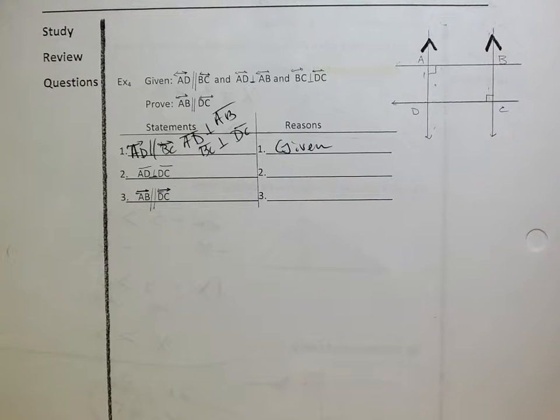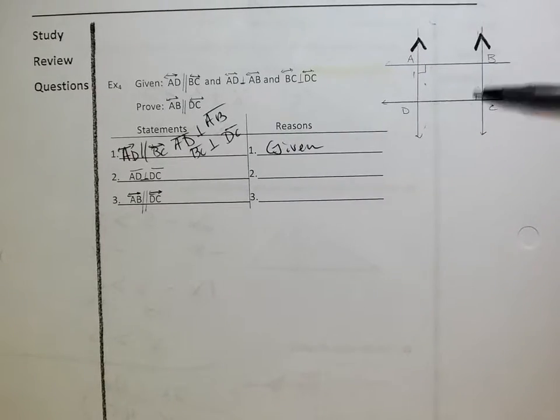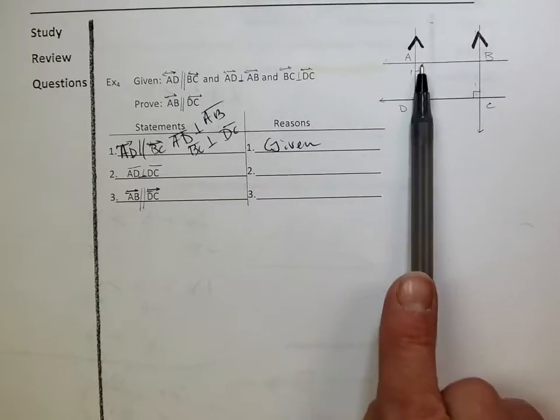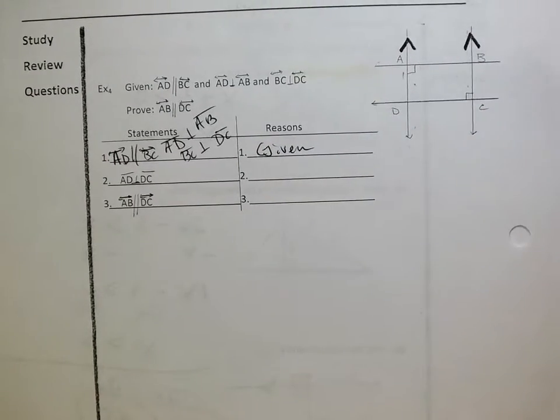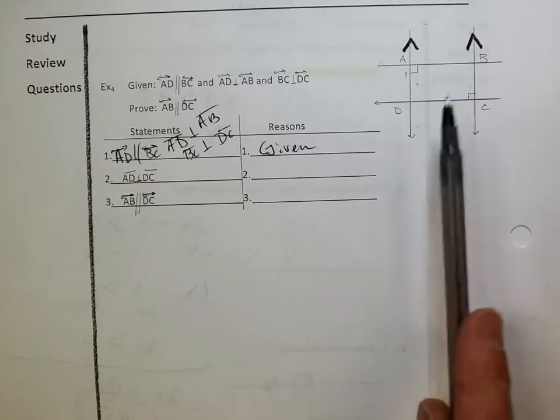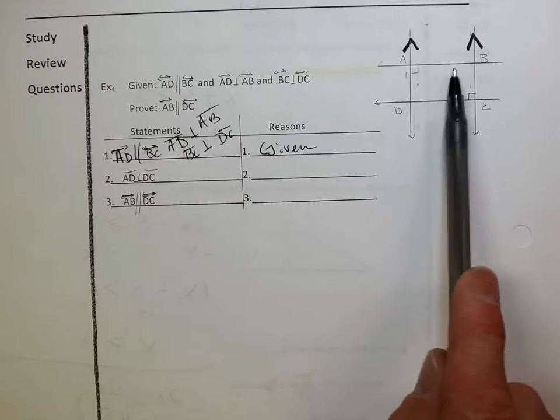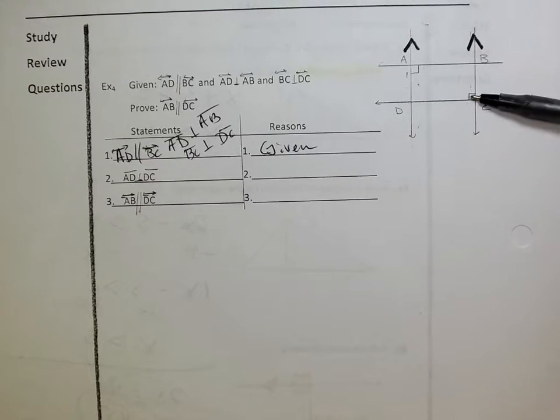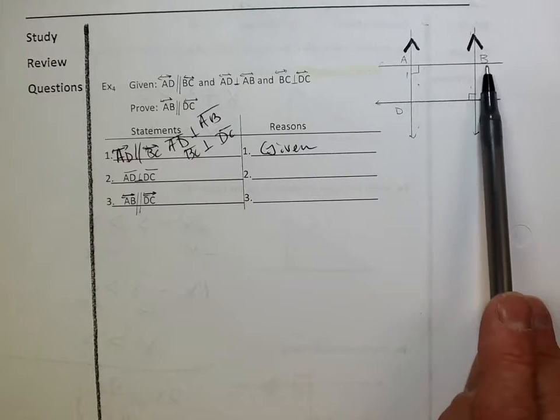Let's see what we have. What I want to prove is these two lines are parallel. These are parallel. I want to prove these two. So here's what I know. This one's just a matter of going perpendicular, perpendicular, perpendicular, perpendicular. That's what I'm going to do. So I'm going to move from here to here, and then from here to here.